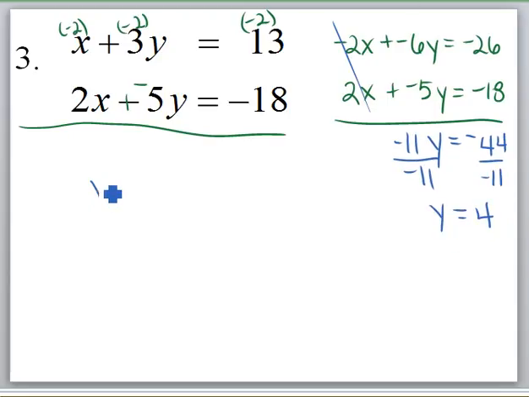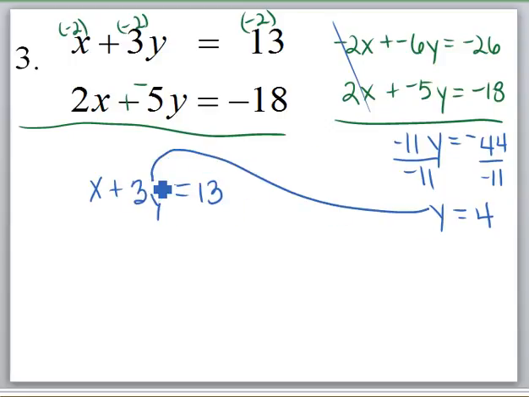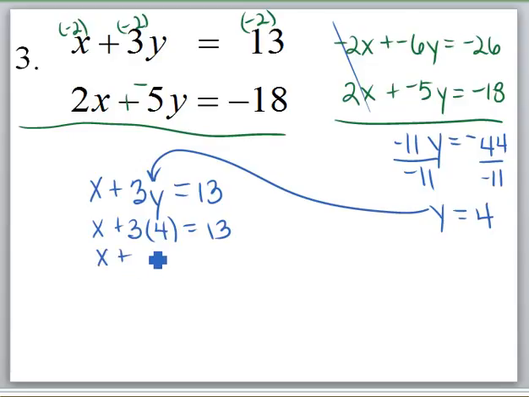So the only thing left to do is to take this and plug it back into one of the two originals. I'm going to pick the first one because it looks a little bit simpler. So I have x plus 3 times 4 equals 13. So I get x plus 12 equals 13. I'll subtract 12 from both sides, and I get x is 1.